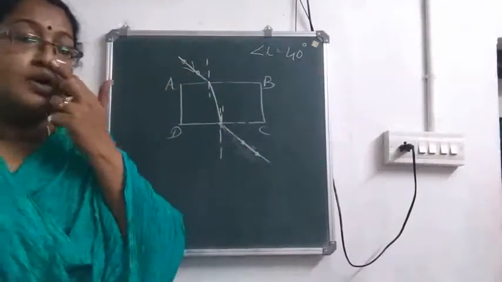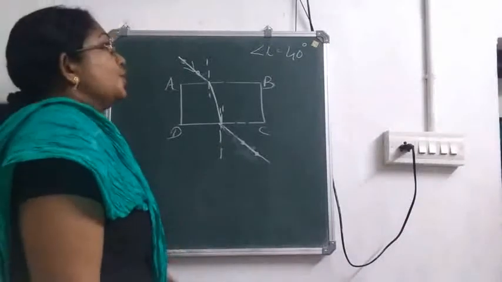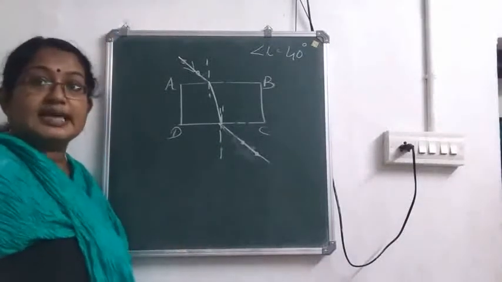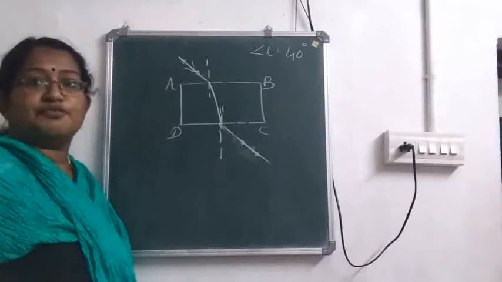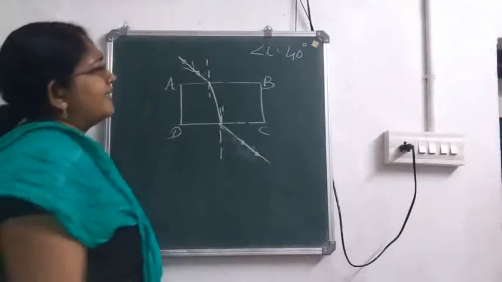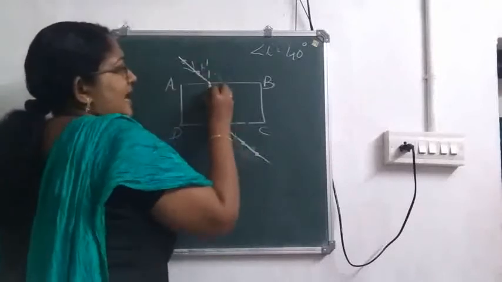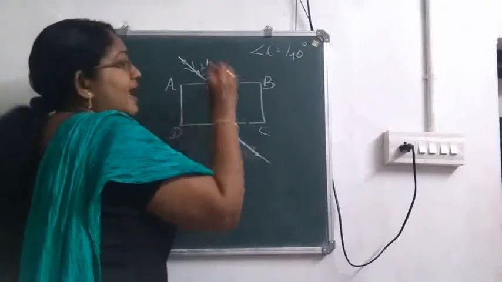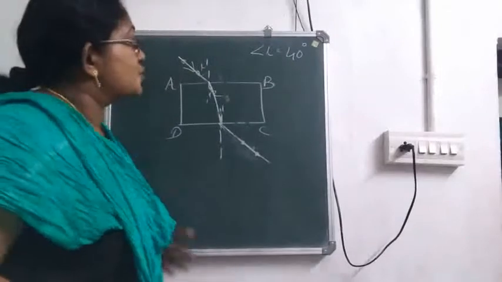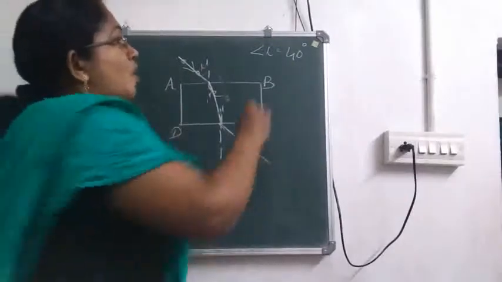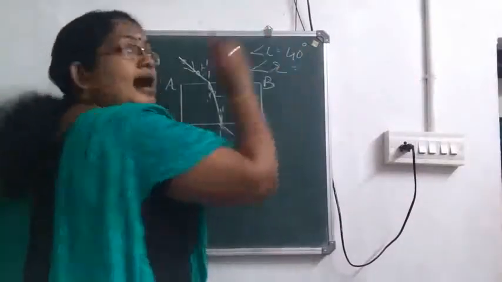Now, the next thing is you have to measure the angle of refraction. So, which is the angle of refraction? This is our angle of refraction. This is I and this will be R, isn't it? So, just measure the value of angle R.